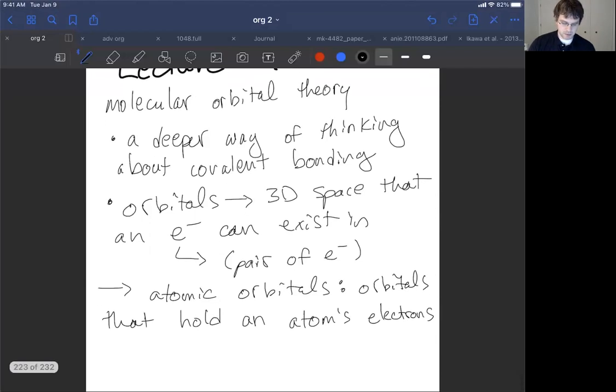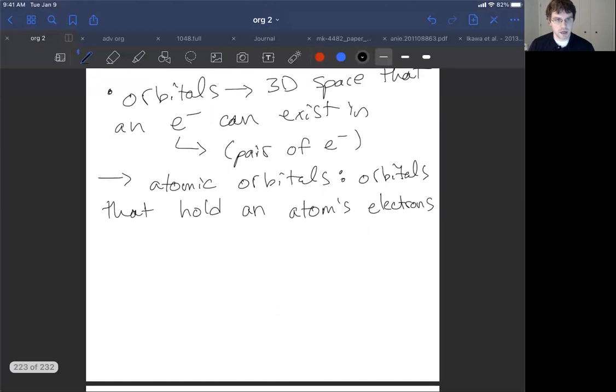Okay, but now when atoms form covalent bonds, they actually make molecules, right? And the valence electrons then actually exist in molecular orbitals. So these are different from atomic orbitals and they should be labeled as such. So these are molecular orbitals.